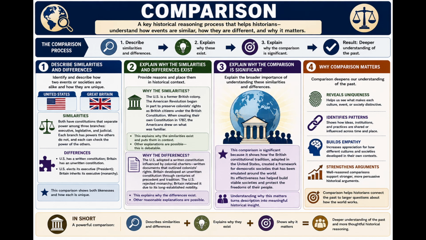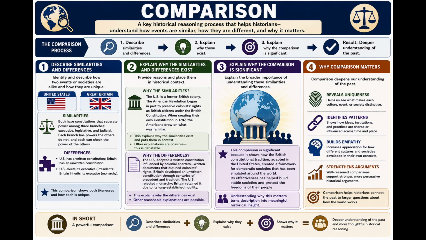So describing the similarities between two events would be quite simple, and it does not need to be overly complex. It could look something like this. The United States and Great Britain are similar in that they both have constitutions that separate the power between the 3 branches of government: the executive, legislative, and judicial branches. Each branch of government has powers the other branches do not have, and other branches have powers that curtail the powers of the other branches, creating what we call a check and balance. So that's how those two things are similar.